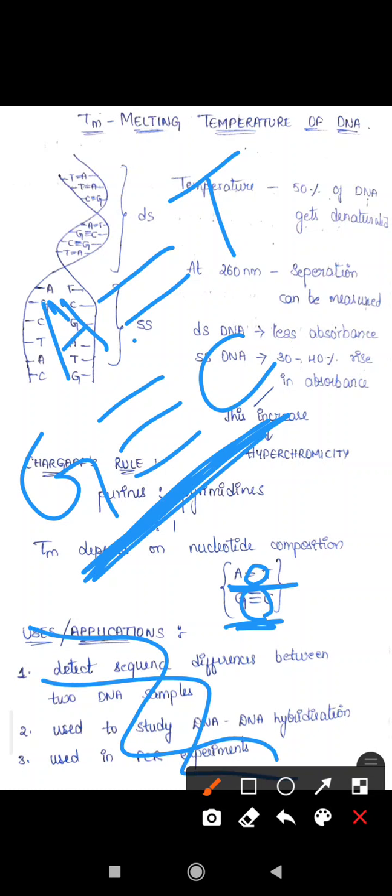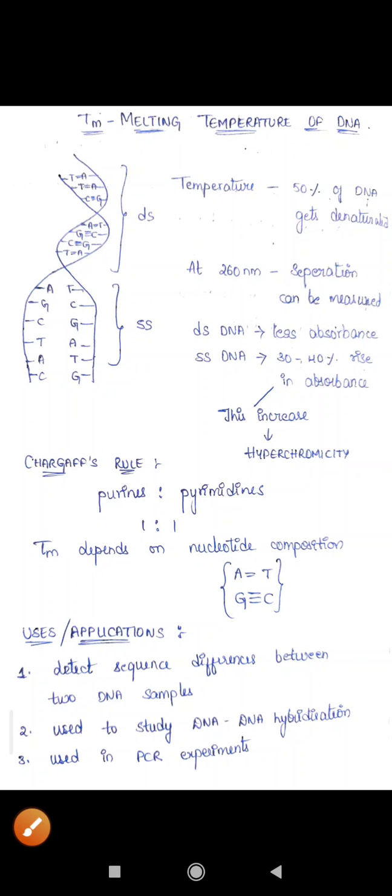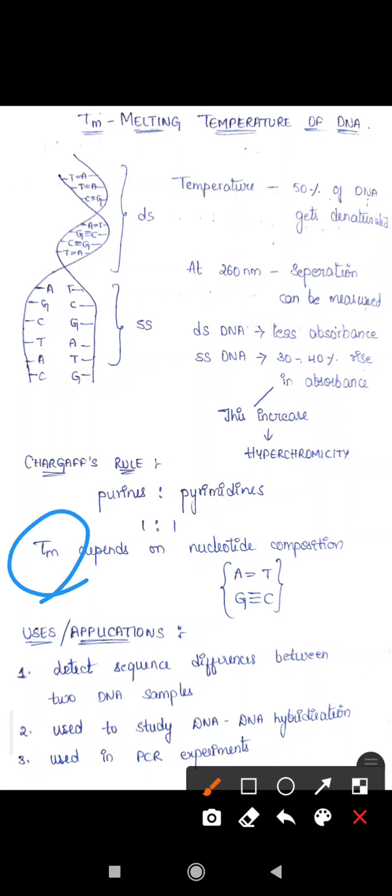If AT content is more in the DNA, a minimum temperature is required to break the bonds between the double stranded DNA. So this Tm entirely depends on AT and GC composition. Okay.